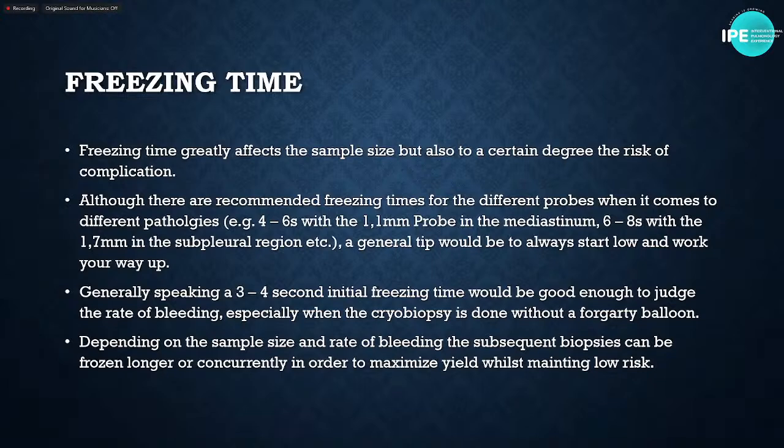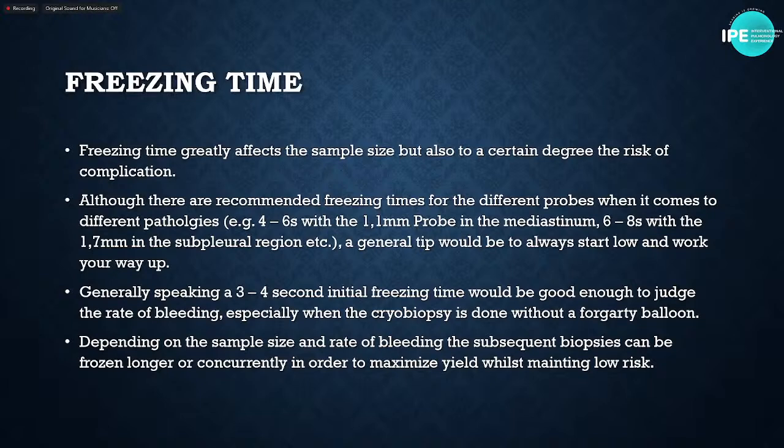What I recommend everyone, despite your experience, is start with 3 to 4 seconds, especially if you don't have a Fogarty balloon in place. Start with 3 to 4 seconds, take the sample out, judge the sample size. If it's good enough, look at the bleeding that happens after, and then you can decide, okay, I have a smaller sample than I actually wanted. The bleeding is moderate or non-existent, so I'll step up to 5 to 6 seconds, and then in the end take the 8-second sample.